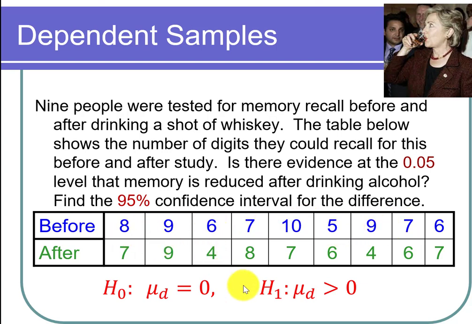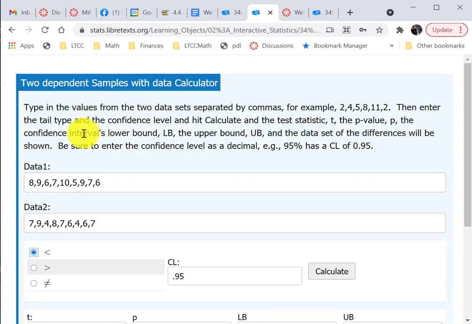So let's go to our calculator. Here's the calculator again, and we're still in the situation of two dependent samples with data. So I don't have to change calculators. I can use the same one I just used. And I spared you the time, and I typed in the values for data 1, the before values, and the values for data 2, the after values, separated by commas.